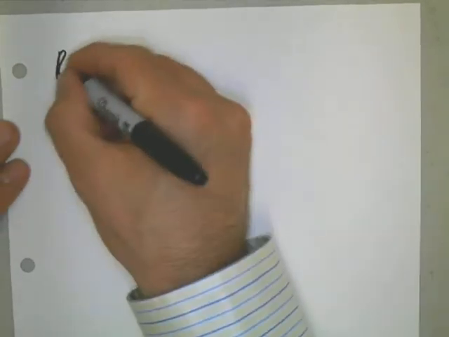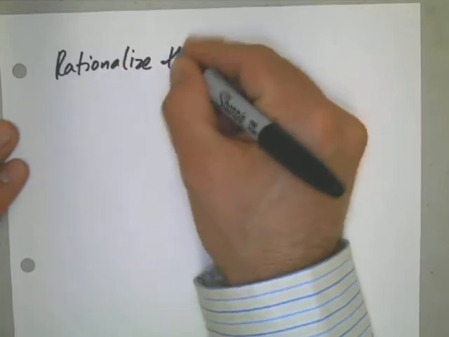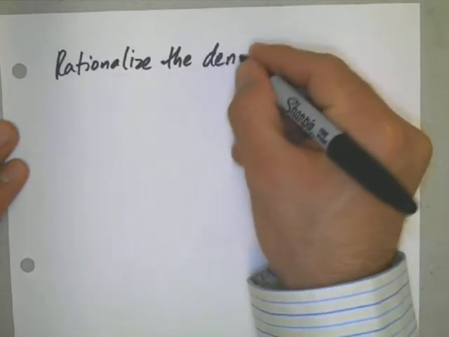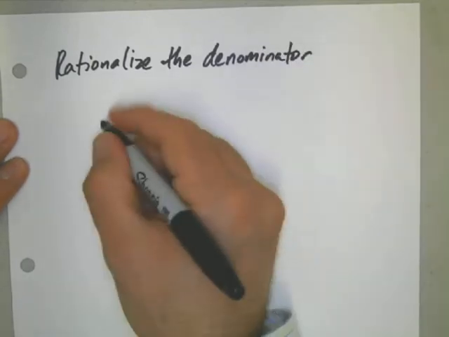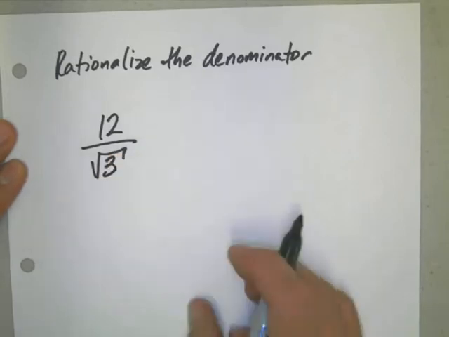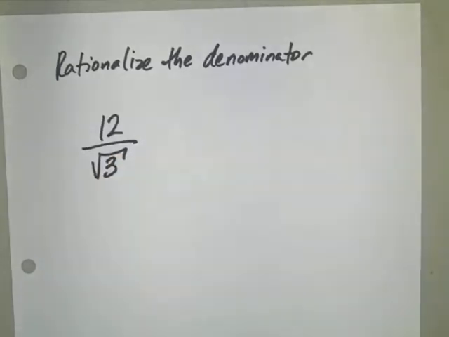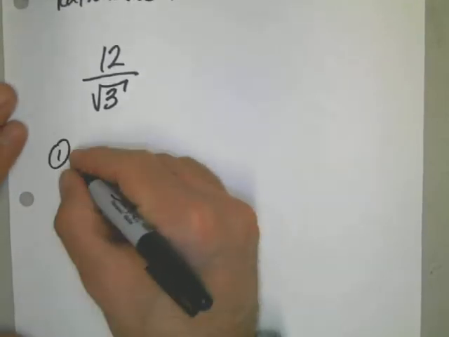Okay, moving on here. Let's try another one. Exactly the same kind of problem. So again, our objective is we're rationalizing the denominator. You don't have to write that every time. This is just going to be example number 2. And we're going to work with 12 over the square root of 3. This one's going to be a little bit different. We're going to add a second step into this one.